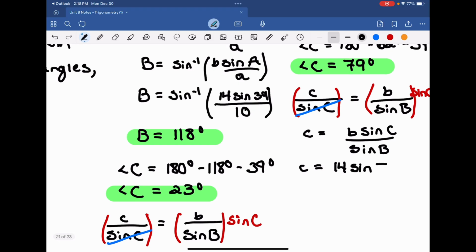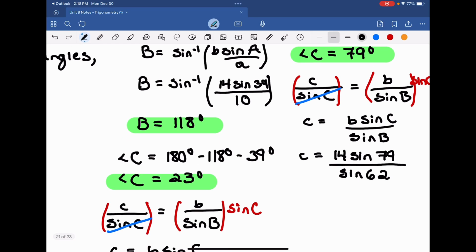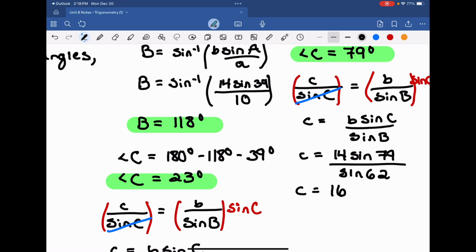The angle at C was 79 degrees. And then we have our sine of 62, which was our angle B. And just to confirm, yeah, 62. When we plug this into our calculator to the nearest whole number, we get 16 centimeters.